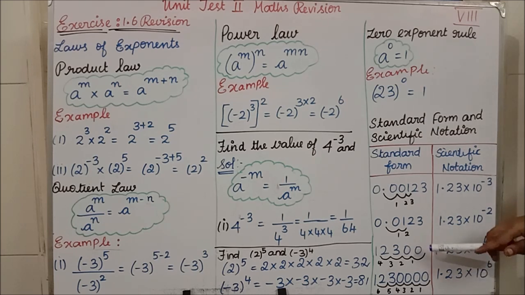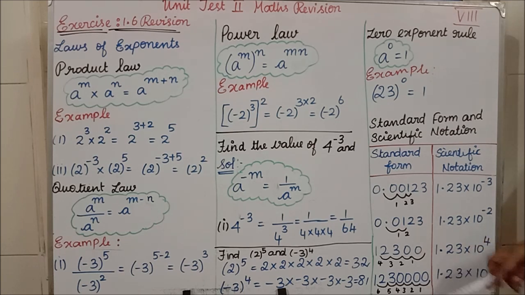1.23. How many places have I moved? 4 places I have moved. So I have written 10 power positive 4. Why? Because I am moving from right to left. Okay. Now here, 10 power 4.